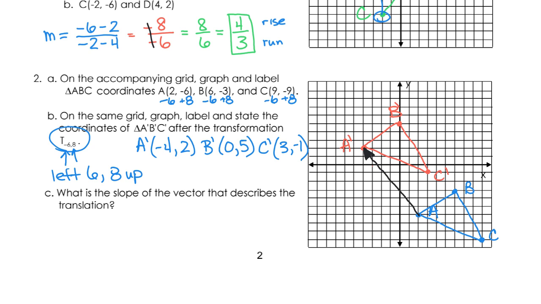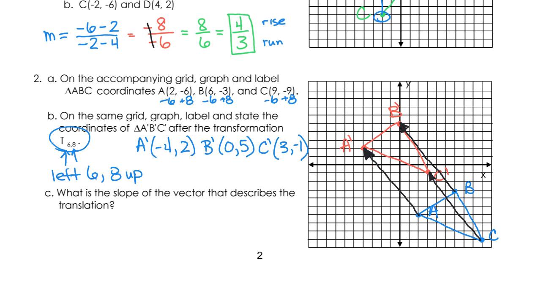All right, we could do the same thing if we wanted to, but all of these should be the same length and in the same direction. So this would be the vector here going from B to B prime. And then this here would be the vector going from C to C prime.